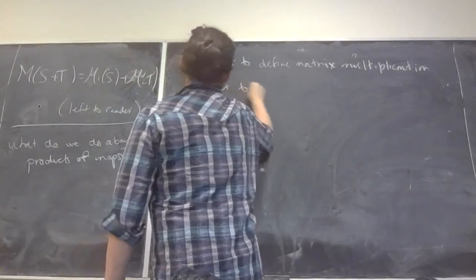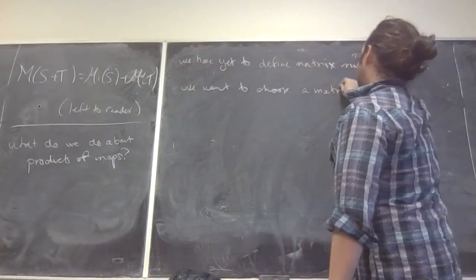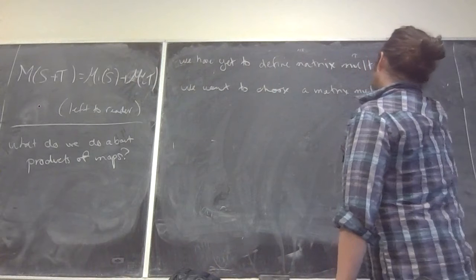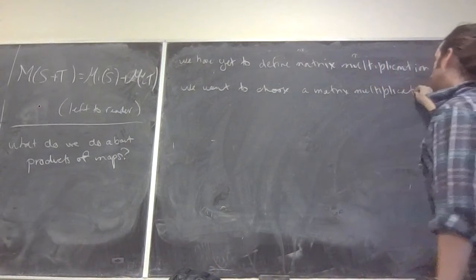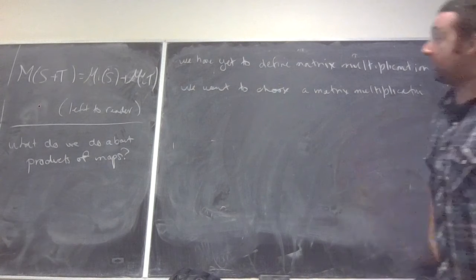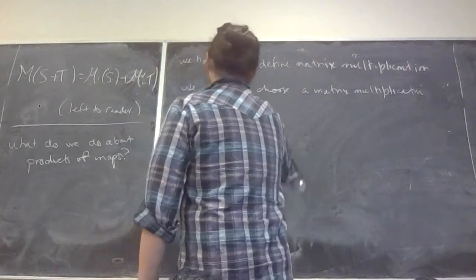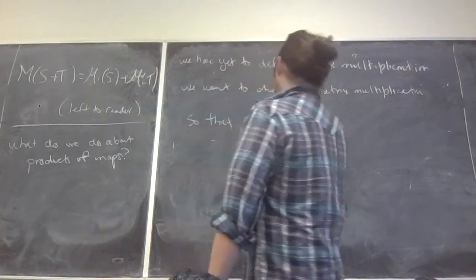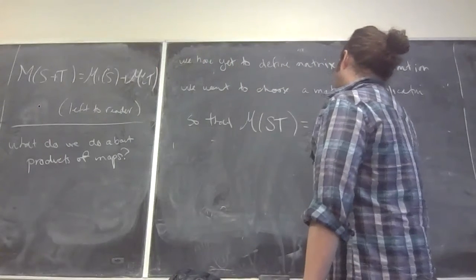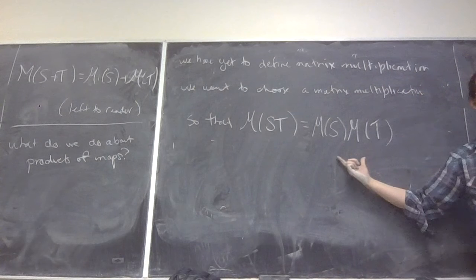We want to choose a matrix multiplication. I know that seems weird that I'm saying we get to choose the way matrix multiplication is set up, but we literally are choosing it. We're forcing this operation to have the property that we want: the matrix of ST is equal to the matrix of S times the matrix of T. I really want this to be true.